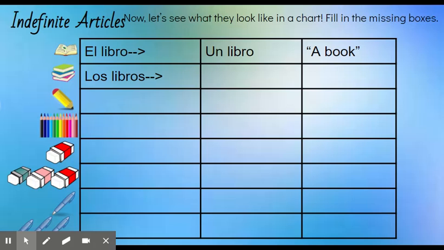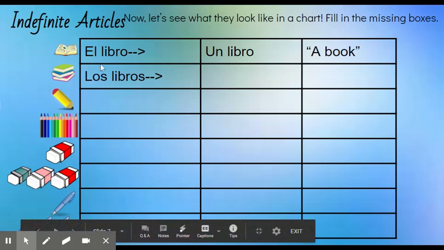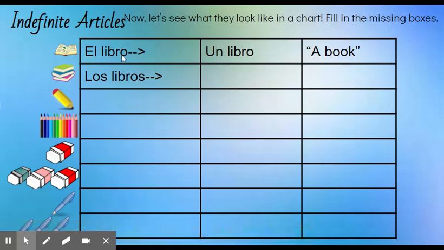On the left-hand column, you're going to go ahead and write all of the definite articles with the words that describe our vocabulary words on the left. For example, number one, I have el libro. Then I'm going to change it to the indefinite article. So instead of meaning the book, it would say a book. So I have un libro, and I write the English over to the side.